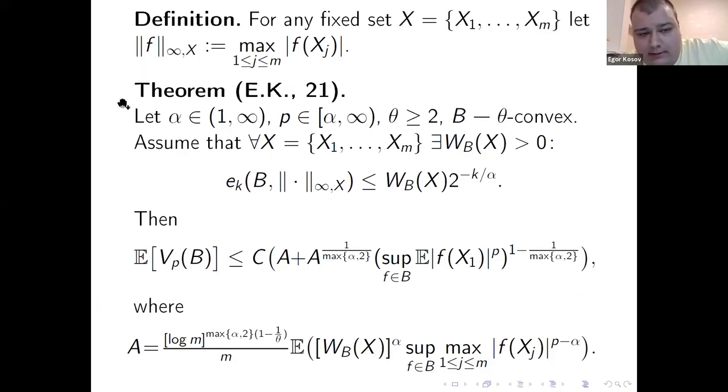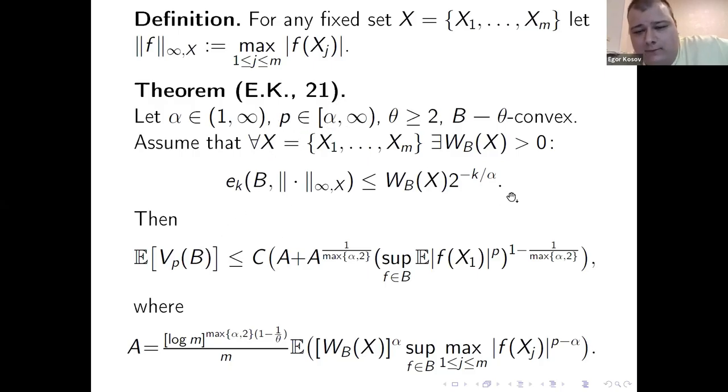The way to prove this result is actually very similar. What I mean is that firstly we prove the result under the assumption that we know the rate of the decay of the entropy numbers. As Professor Temlyakov has already told in his talk, here we consider the discretized uniform norm. So if we have a discrete set of m points, we take this L infinity norm with respect to these points, and the result is the following.